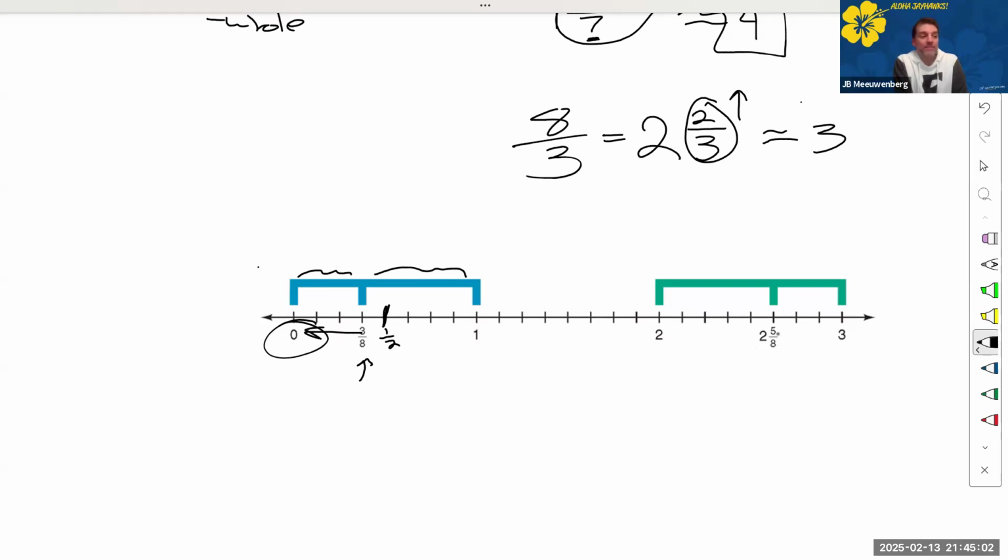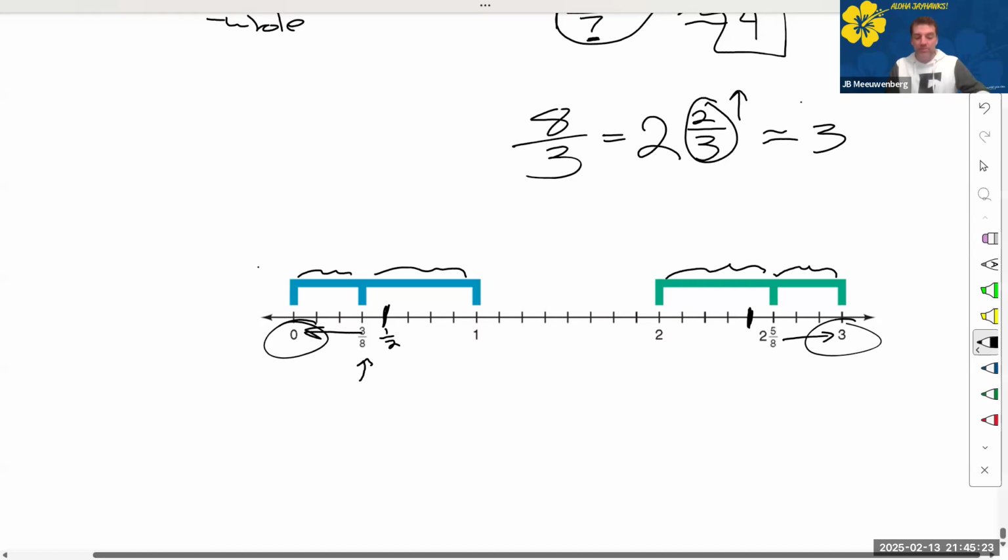Otherwise, over here on the right, if we're looking at 2 5/8, this is segmented off in eighths. This would be the halfway point. 5 is more than halfway to 8. So we have a smaller way to go here than we do here. When we're rounding, we are either going down to the nearest whole number or up to the nearest whole number. And in this case, 3 is closer.